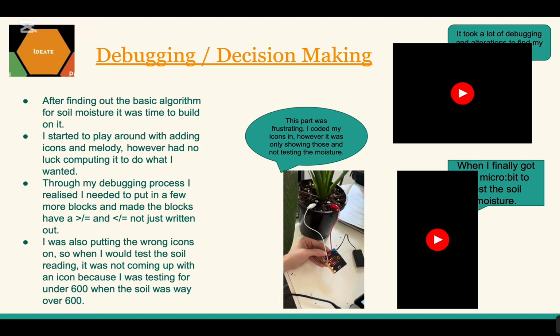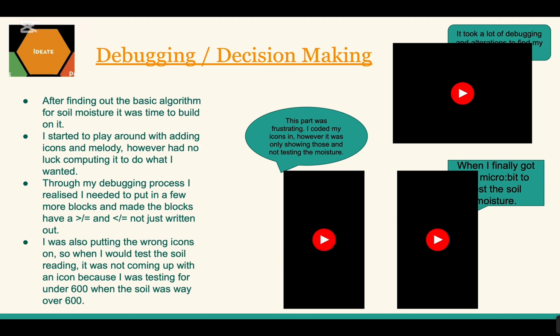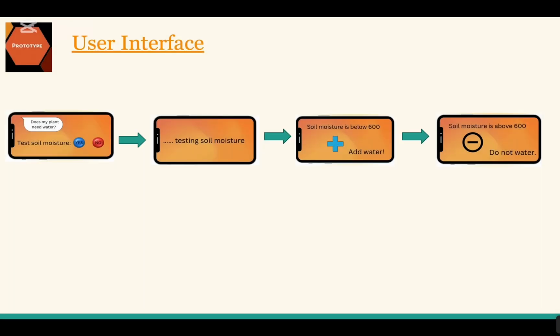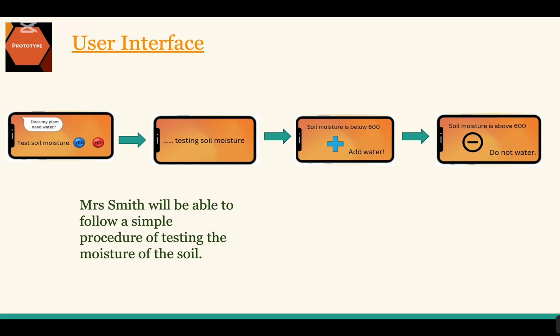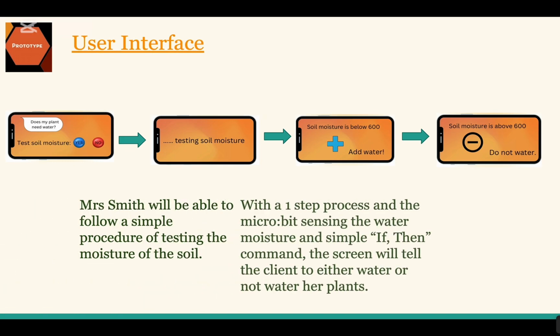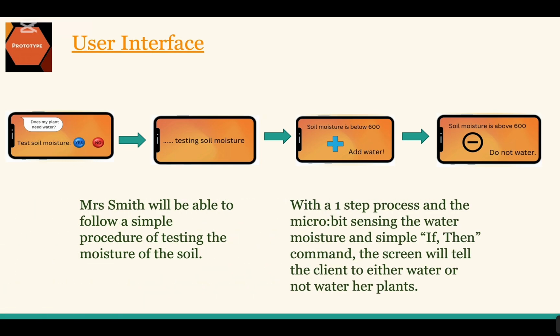Jumping between the prototype and the ideate phase, I also was putting in the wrong icons, and once I was able to switch that, it started to work perfectly. I made the user interface as simple and easy to understand as possible so that Ms. Smith is not confused. Simplicity is essential for versatility and user-friendly technology.